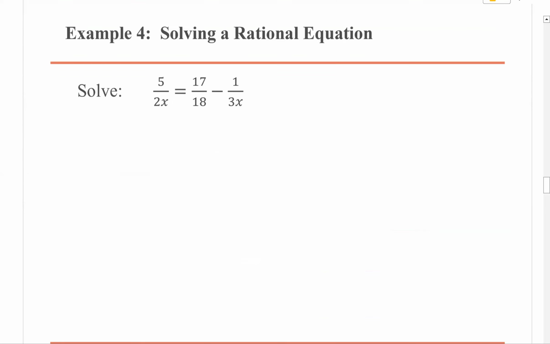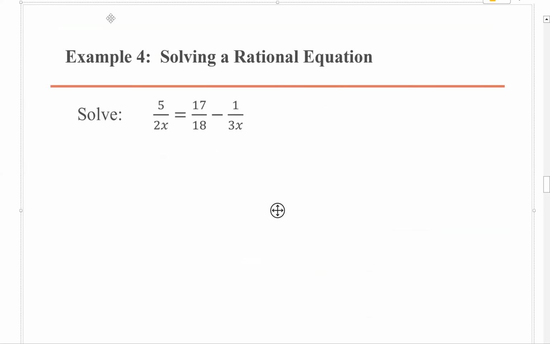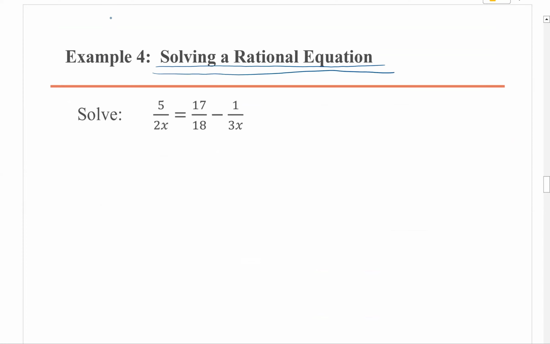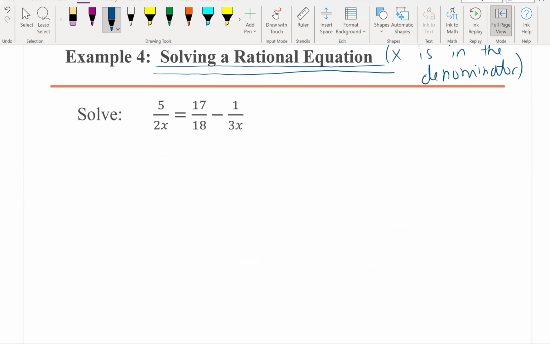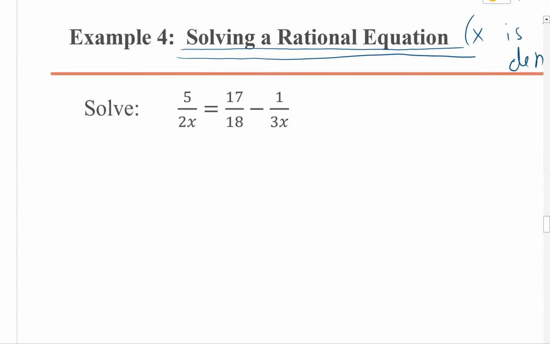Okay, now notice that here they're saying solve a rational equation. They didn't say solve a linear equation. That's because we see x in the denominator. Okay, but we're still going to go about it the same way. Instead of multiplying by a least common denominator that is a whole number, we're going to multiply by a least common denominator that's some kind of rational expression involving x.